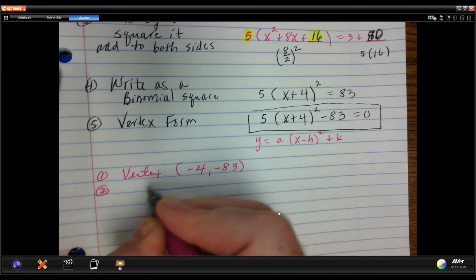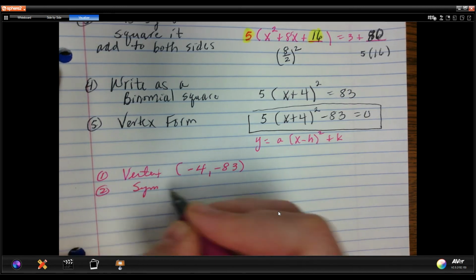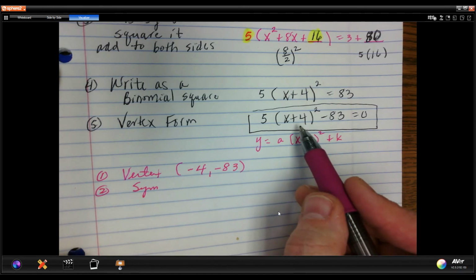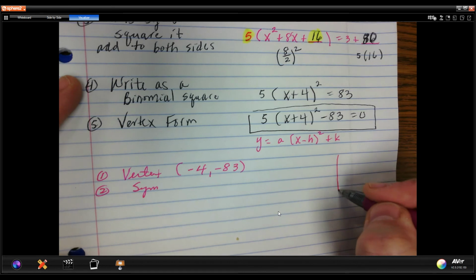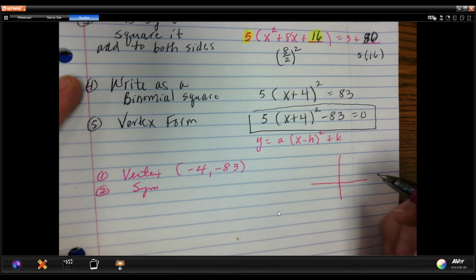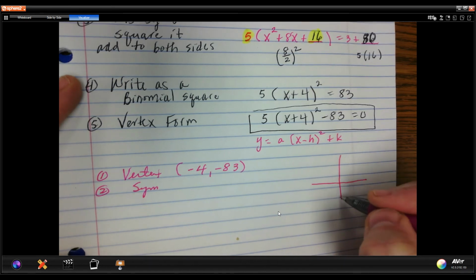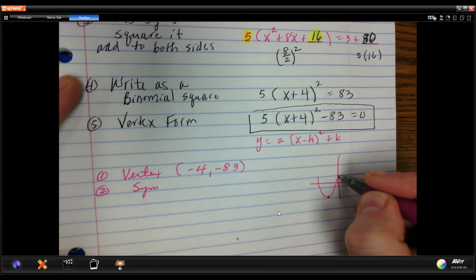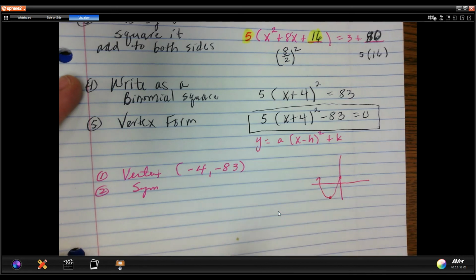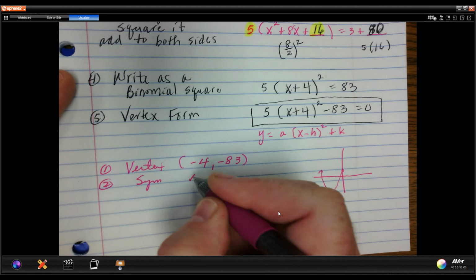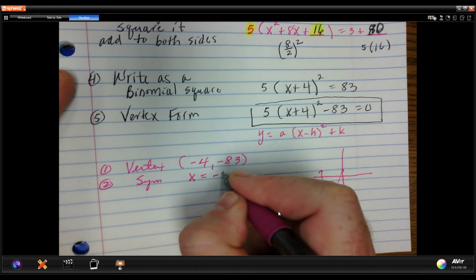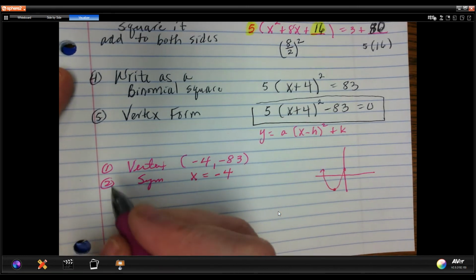The second one is the line of symmetry. Well, this one opens up, right? It's x squared, so I know it's going to open up. If I draw a little graph here, which is totally not to scale, -4, -83 is down here, right? And we know it's going to open up because a is positive, because that 5 is positive. So the line of symmetry is the x coordinate. So x equals -4. Be sure you put x equals.